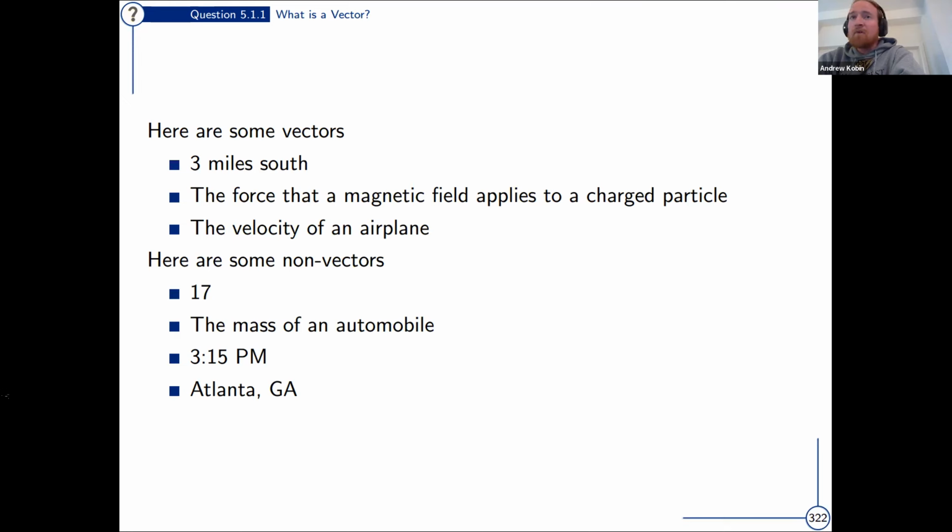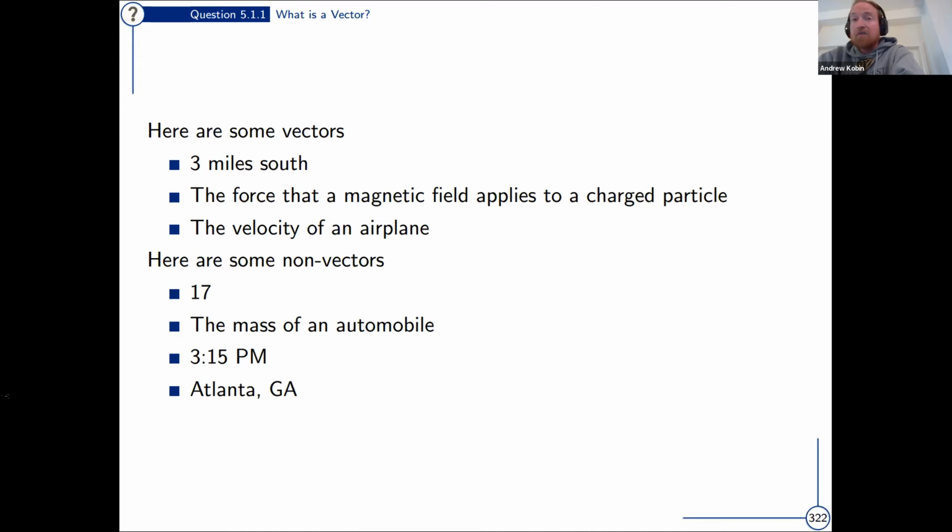More abstractly, more in the physics realm, the force that a magnetic field applies to a charged particle is in fact a vector. It has the strength of the force, that's the magnitude, and the direction of the force that it's applying on the charged particle, thereby inducing some sort of motion in the particle. So that's a vector, a force vector.